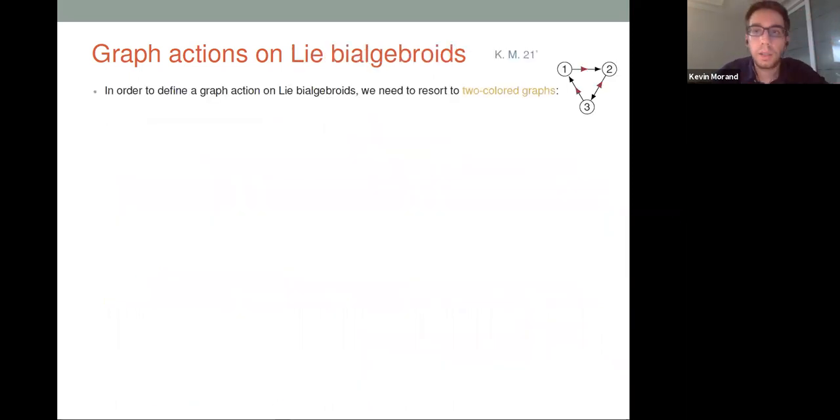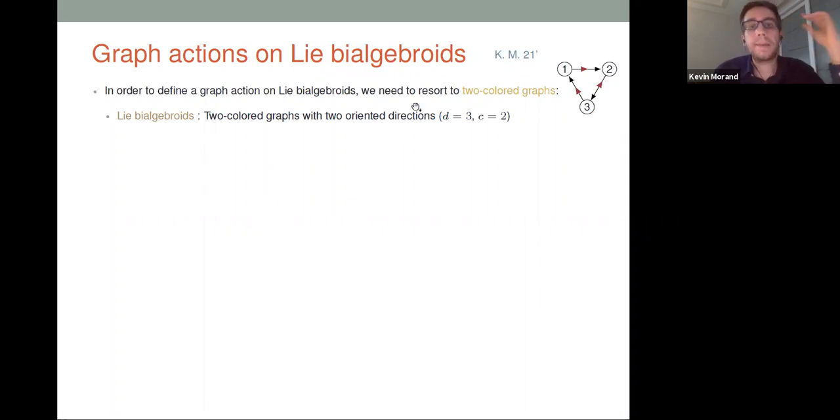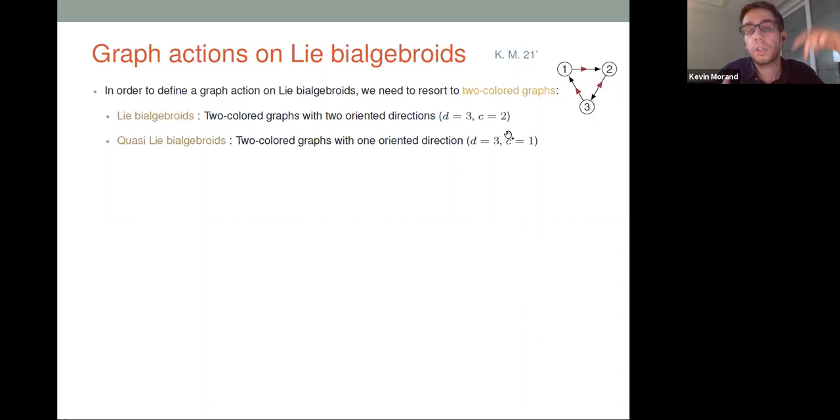Okay, this will be my last slide before concluding. So let me just briefly mention how we can apply this kind of technology to DG algebroids. In the case of DG algebroids, we need to use yet another type of graphs, which are graphs with two colors. So we have both red and black arrows, which can go in both ways or in the opposite way. And also one can show that in order to act on Lie algebroids, we need to orient both directions. So we have D equals three and C equals two. Whereas for quasi Lie algebroids, we need to orient only one direction. So again, since the number of oriented directions is different, the cohomology will be different.